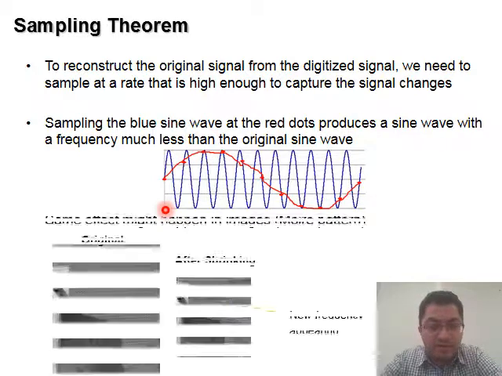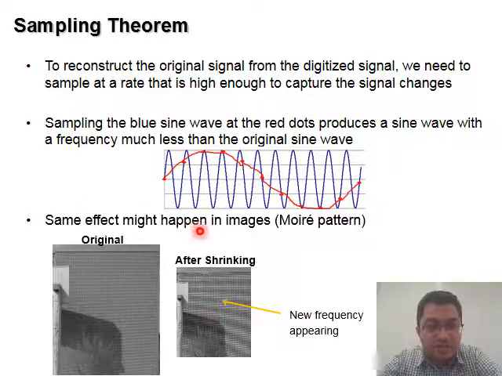Let's see another example. The same effect might happen in images, something called Moire Pattern. You look at this image here, okay? Now, if we shrink that image, this is what we get. So what do you notice here? If you look at this closely, what do we notice? First of all, looking at this original image, what do we have? We have this wall, you see this wall here?